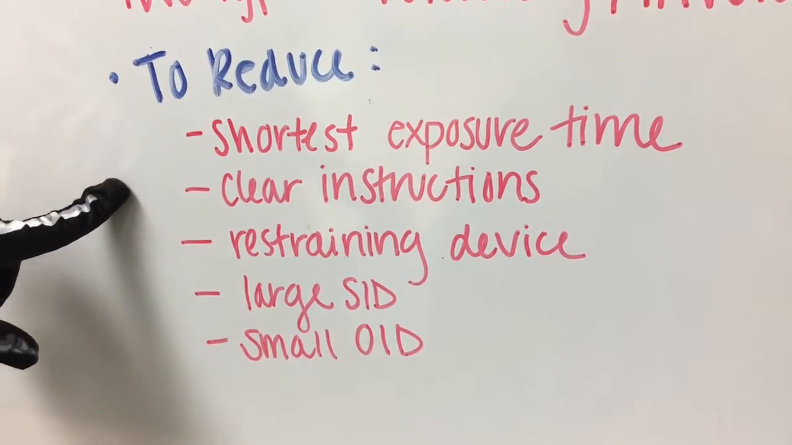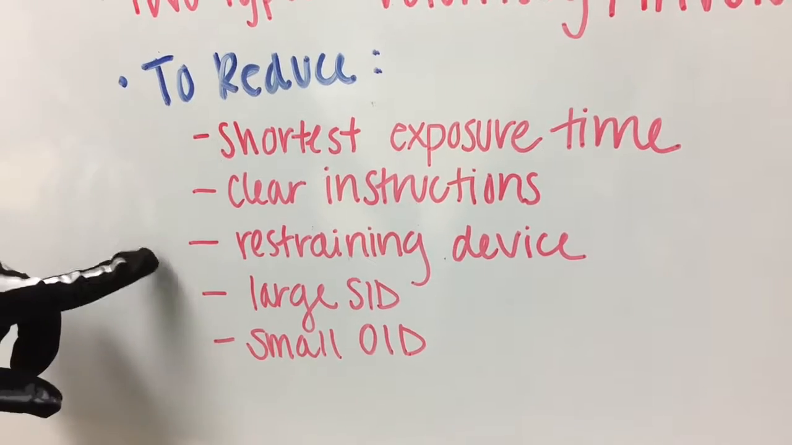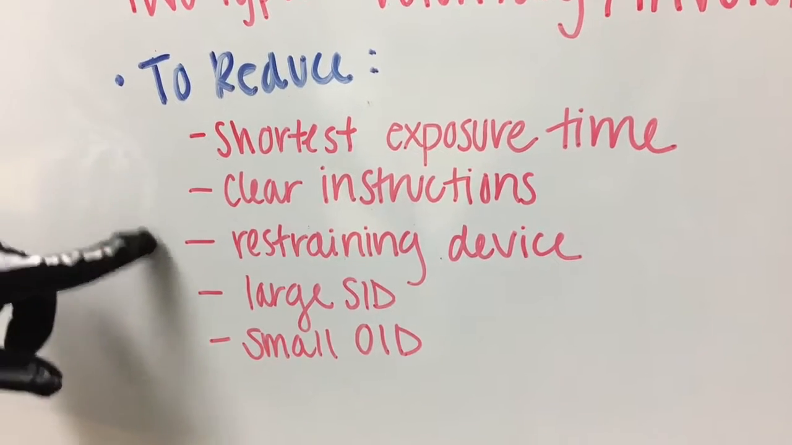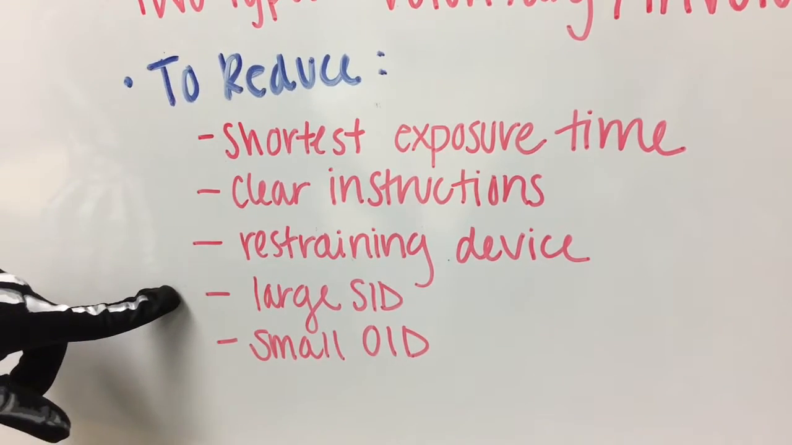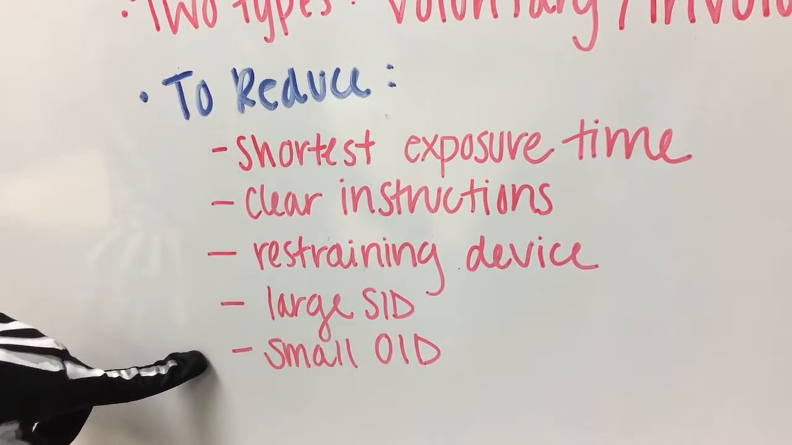To reduce patient motion, the shortest exposure time should be used. Clear instructions should be given to the patient. A restraining device can be used. Utilize a large SID and the smallest OID possible.